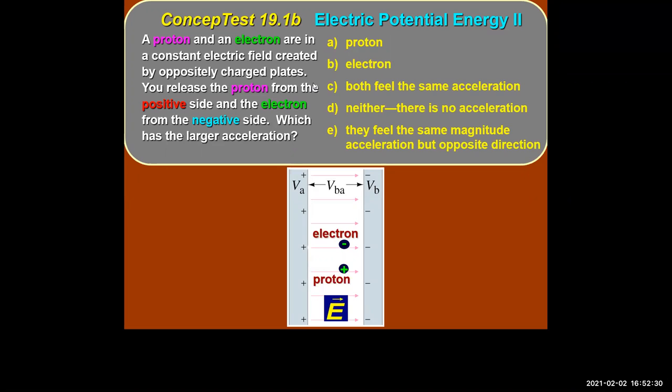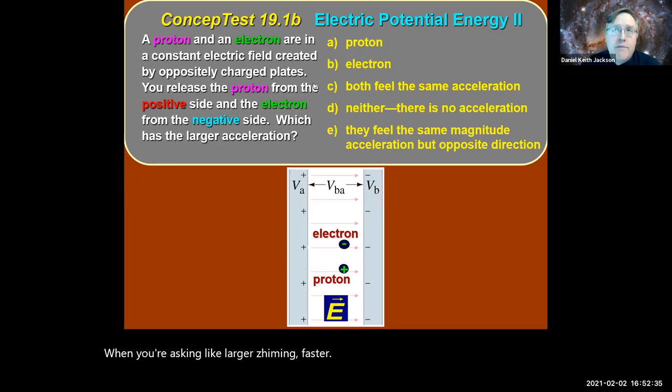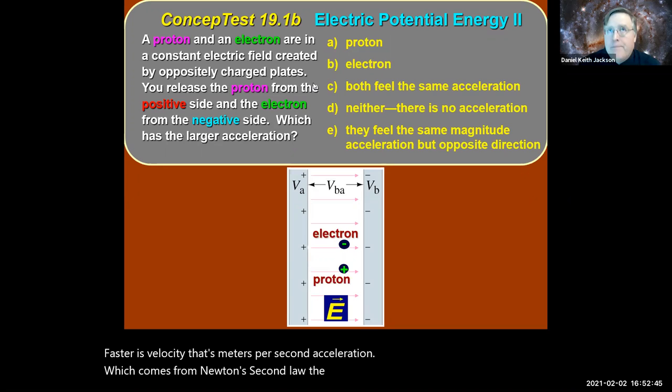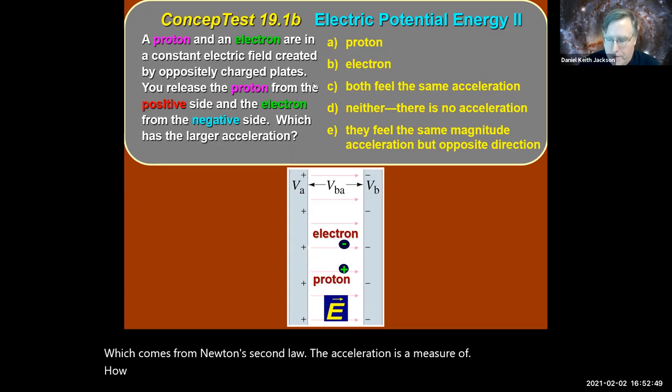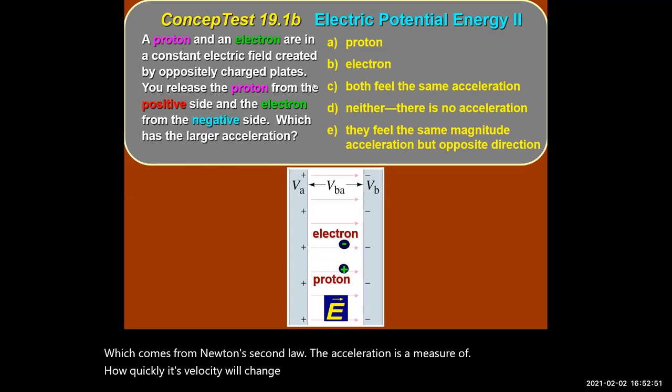When you're asking larger, do you mean faster? Faster is velocity. That's meters per second. Acceleration comes from Newton's second law, the acceleration is a measure of how quickly its velocity will change over time. Okay, yeah. Thank you.